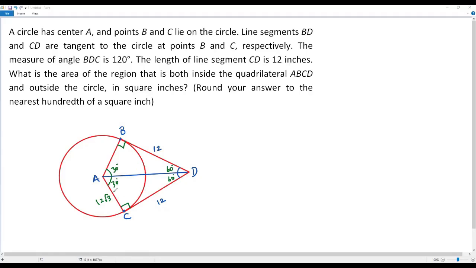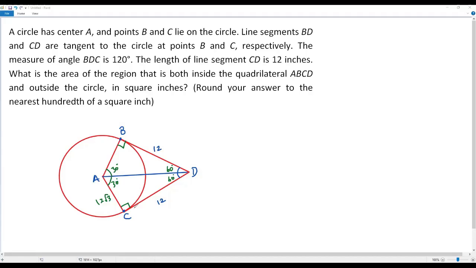Now in this right triangle ACD, the lengths of the two legs AC and CD are 12 times square root of 3 and 12 respectively. In a right triangle, apart from the hypotenuse, in the remaining two legs, we can consider one of the legs as a base and the other leg as a height.